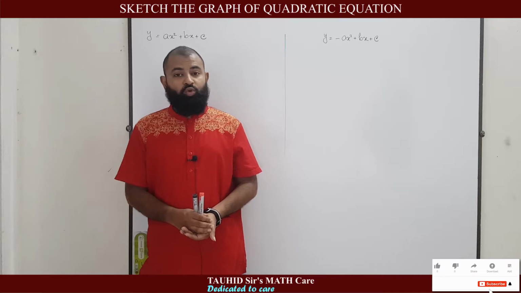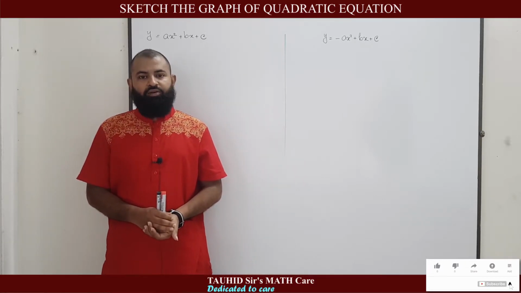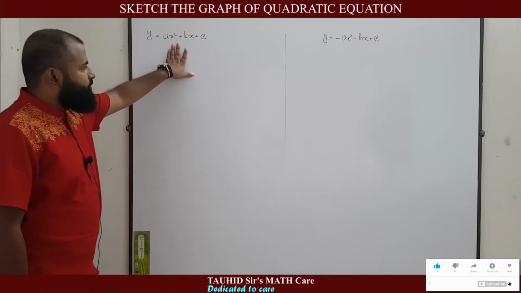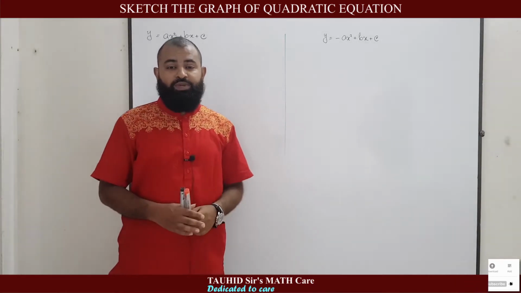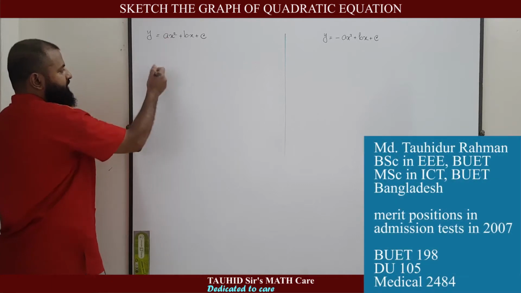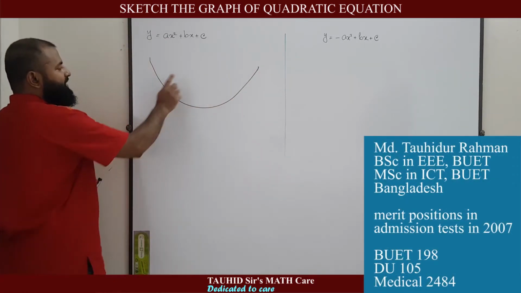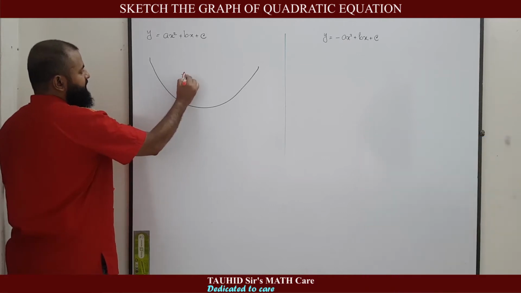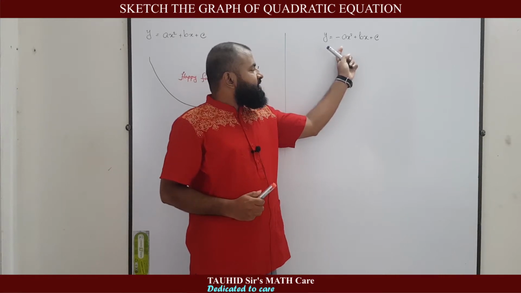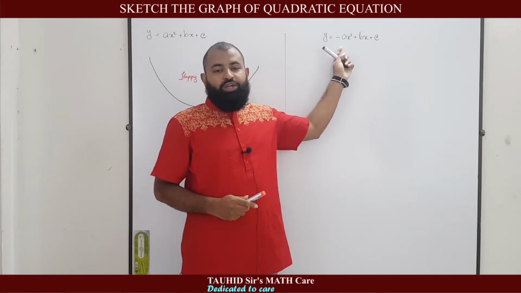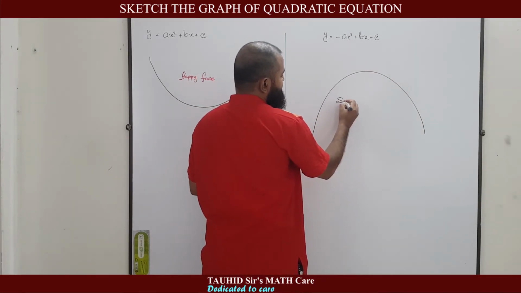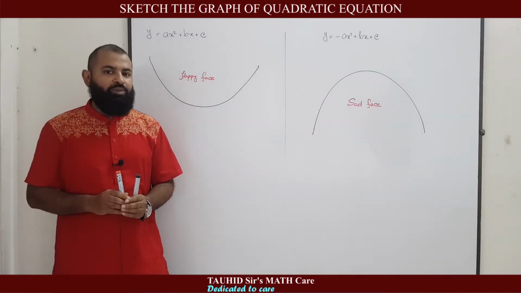In this lecture, we are going to learn how to sketch a quadratic curve. For example, you are given two patterns here: y equal to ax square plus bx plus c, and y equal to minus ax square plus bx plus c. When the coefficient of x square is positive, the shape of this curve is a happy face. When the coefficient of x square of a quadratic equation is negative, the shape of that curve is a sad face. Very easy to keep in mind.